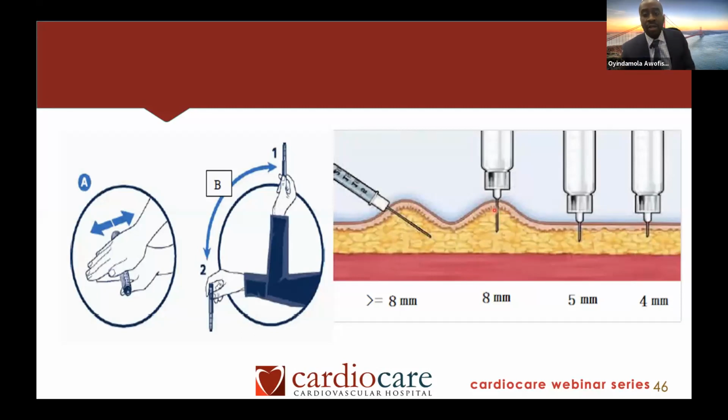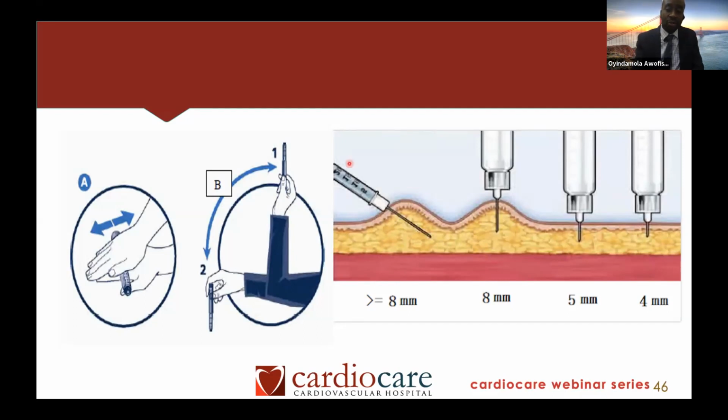And then, for most pen devices, it's injected at 90 degrees if you're able to get the right length of pen needle. If you think the needle is slightly too long for the person, then you have the person slant it such that, based on Pythagoras theorem, the longer needle will not get as deep as it should. Okay, but for most insulin needle and syringe, you have to angle it at 45 degrees, so that you don't get into the muscular layer.